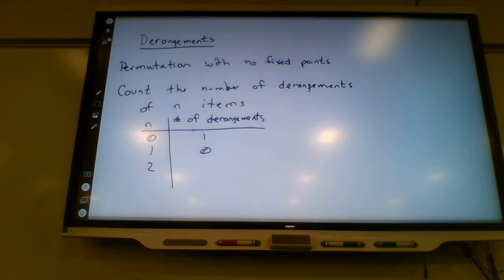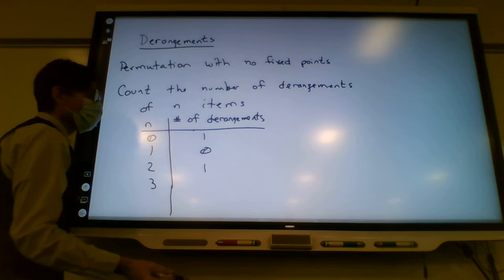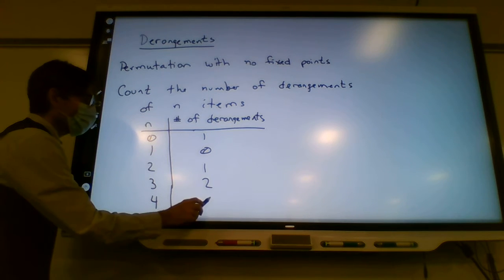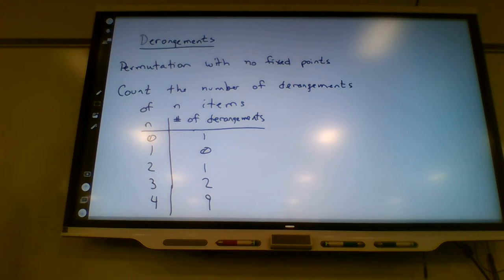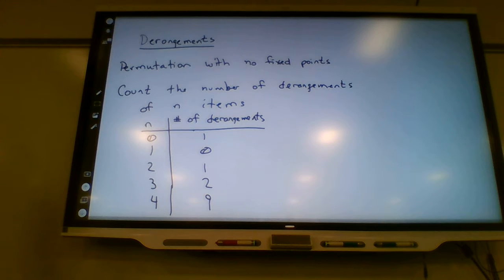With two items, how many derangements were there? One. With three items, there were two, and we left off with four items and there being nine derangements. All right, so what happens? Nine of the 24 possible permutations were derangements. All of the others left at least one thing in whatever order things started in.